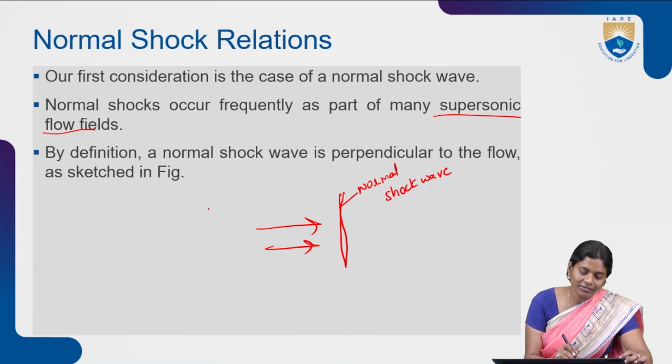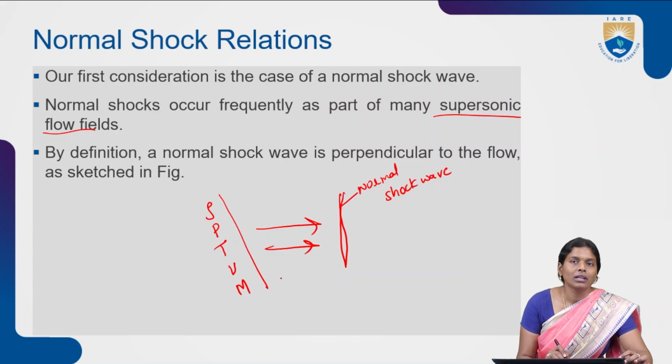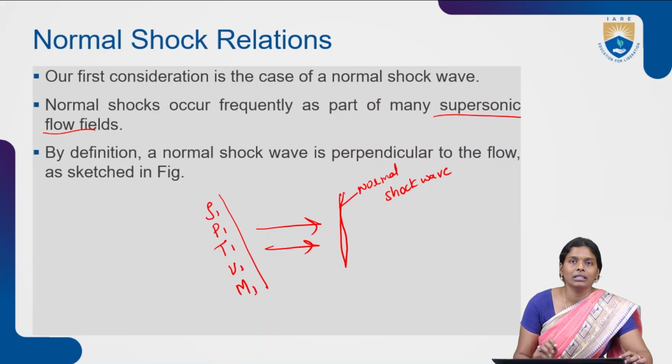So what do we know about this normal shock wave? We will have density, pressure, temperature, velocity and Mach number. How these properties change ahead of the shock wave and behind it is what we consider. Ahead of the shock wave we take ρ1, P1, T1, V1 and M1. These are the properties before the shock wave.